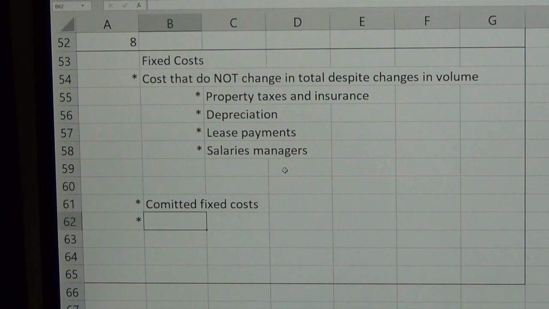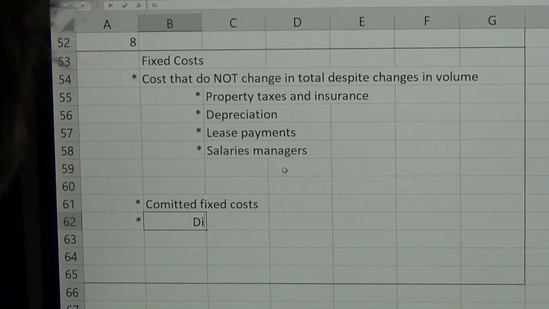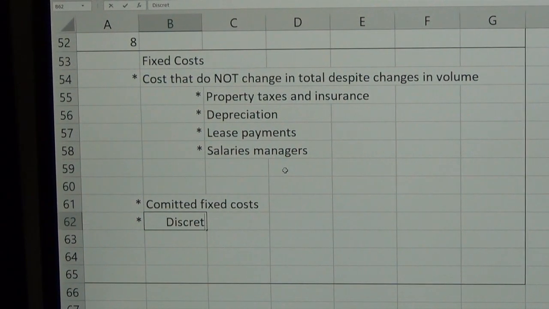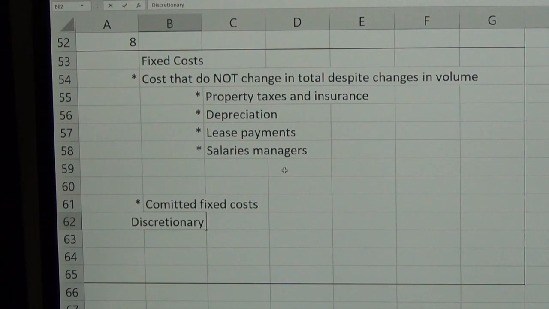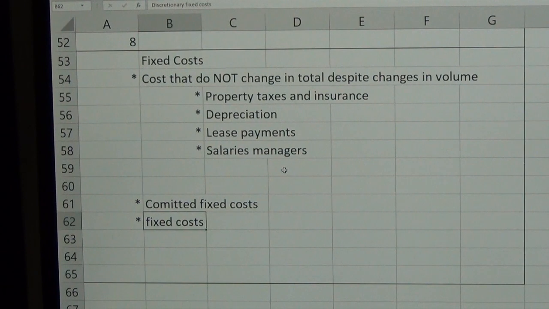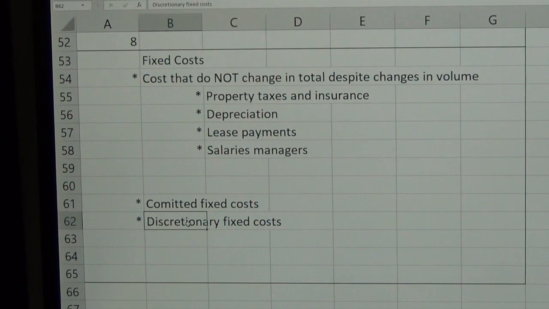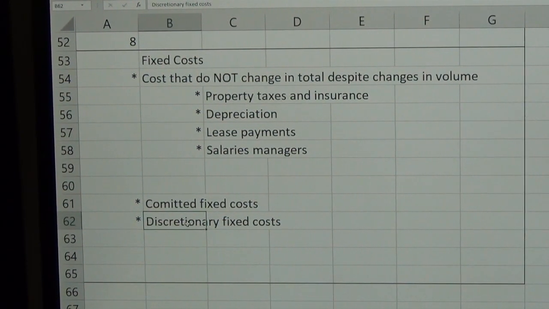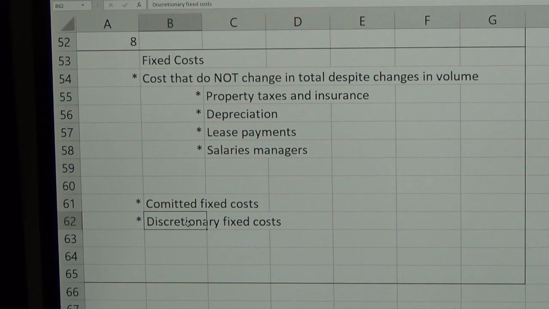But they're committed. You could have what are called also discretionary fixed costs. Those are tougher to find. But essentially these are costs that are discretionary. We have some leeway. They're still fixed in nature, but we do have some discretion. In other words, we could stop it if we really wanted.